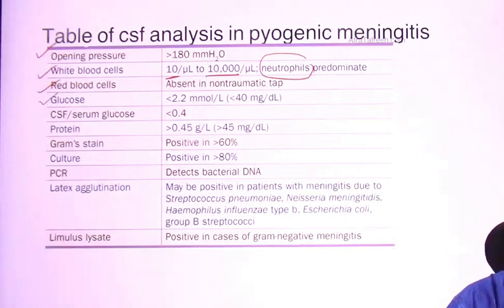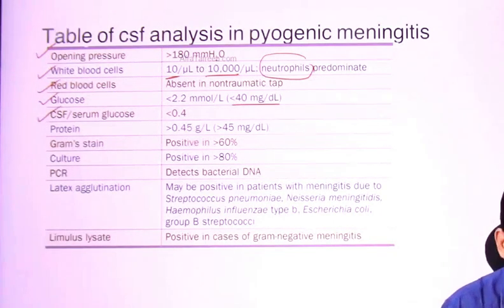Okay, glucose. The glucose is less than 40 mg per dl. I've told you 40 to 70, so less than 40 milligram per dl, because the bacteria love glucose. Then the ratio of CSF to serum glucose turns out to be less than 0.4.